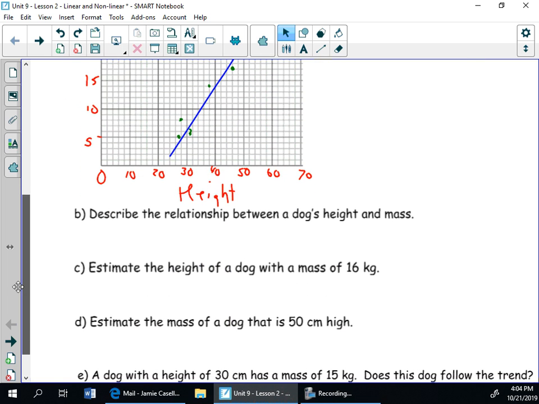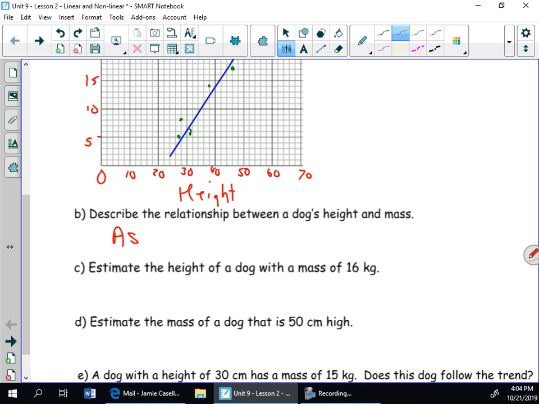Let's describe some relationships. Well, it seems as height increases, so as I go towards the right, the graph goes higher, the mass also increases. How would we describe that correlation? Well, that would be our positive correlation, right? This is our trend.